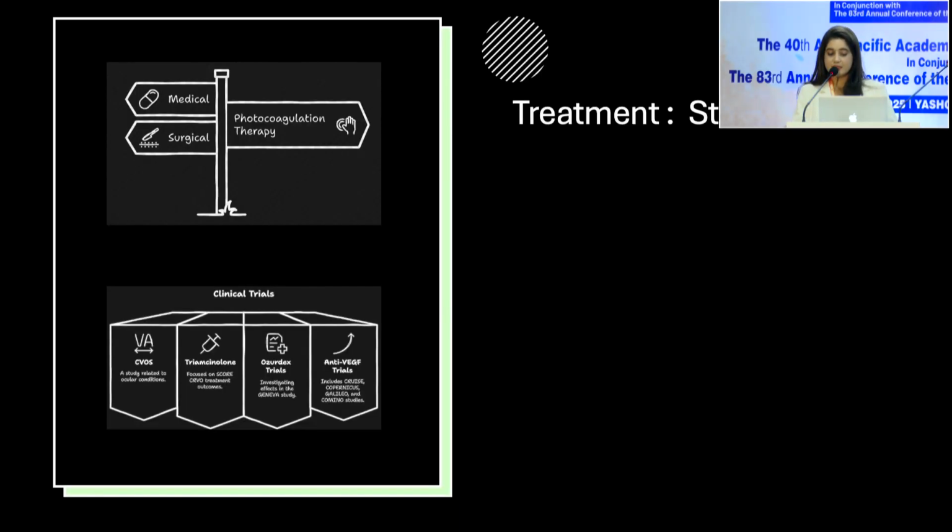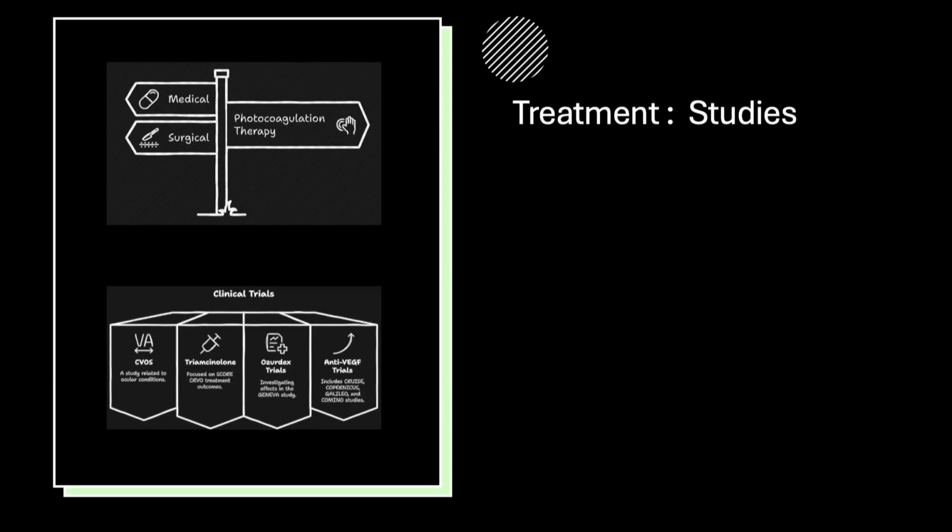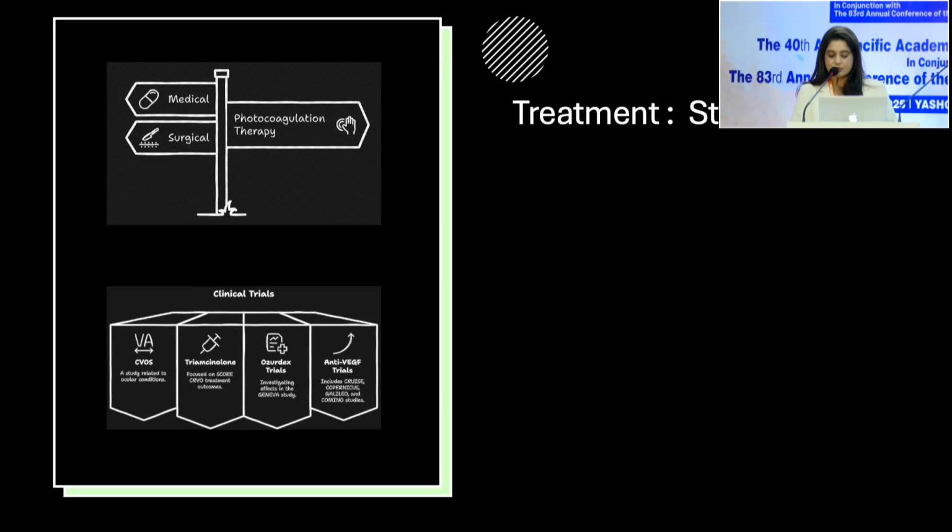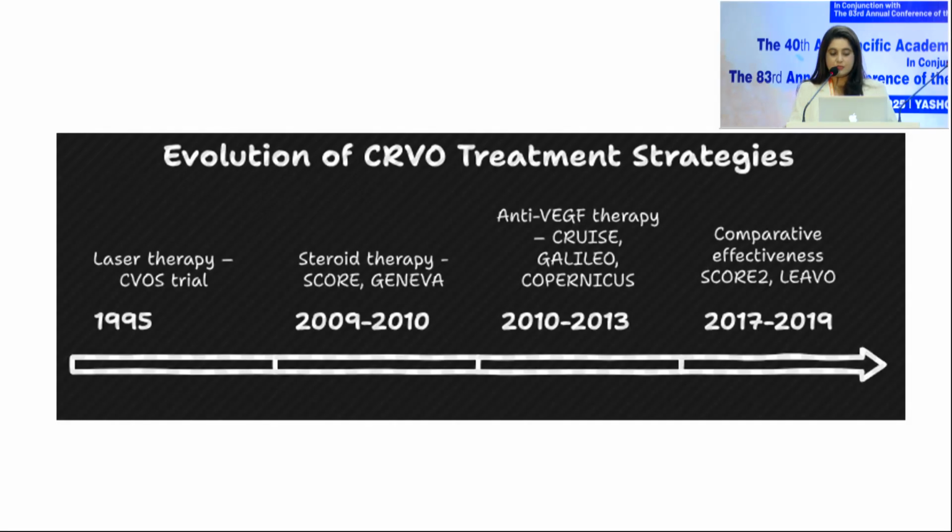Coming to the treatment, we can do medical treatment, photocoagulation therapy, or we can go for surgical treatment. There are various clinical trials, and there was an evolution of CRVO treatment strategies. We started in 1995 with laser therapy, which was tested by the CRVO trial. And now we have anti-VEGF, and we also have comparisons between the different anti-VEGFs.